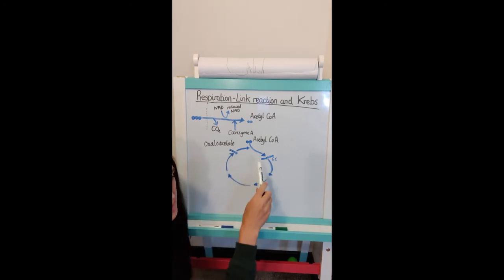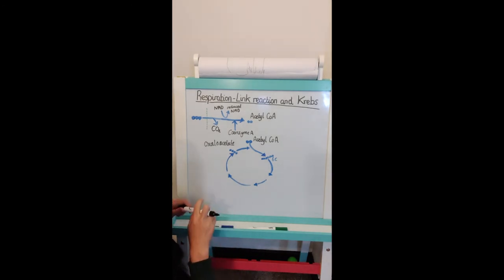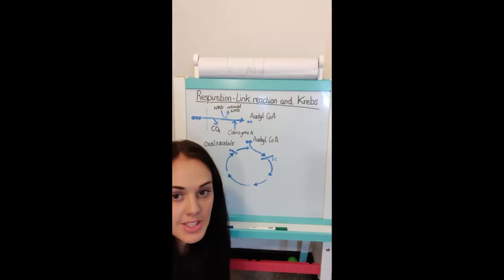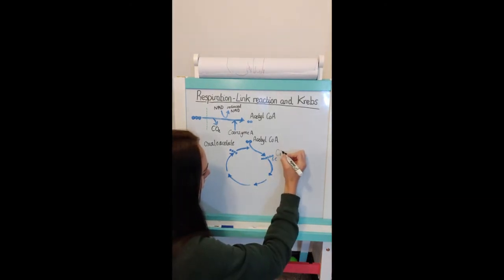And this is the last of the intermediates that I'm going to make you name, but this one is citric acid or citrate, and that's why it's called the citric acid cycle as well. So there it is, citric acid.